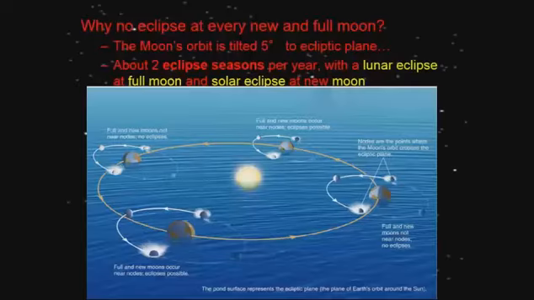So we don't get an eclipse at every new moon and every full moon because of this inclination of the moon's orbit. There are, however, 2 eclipse seasons per year. In order to have an eclipse, we need to have either the Earth's shadow falling on the moon, which is a lunar eclipse, or we need to have the moon passing between the sun and the Earth, which is a solar eclipse. That can only happen when the moon, the Earth, and the sun are all in line.